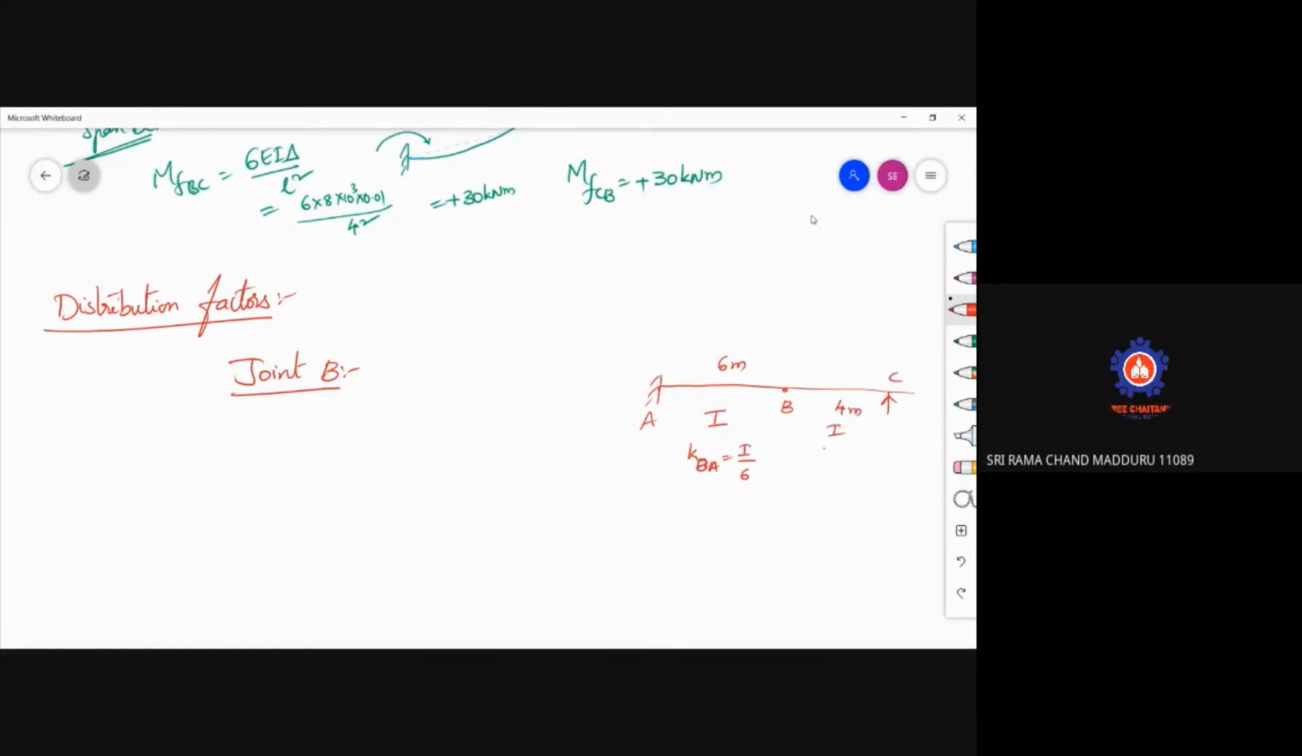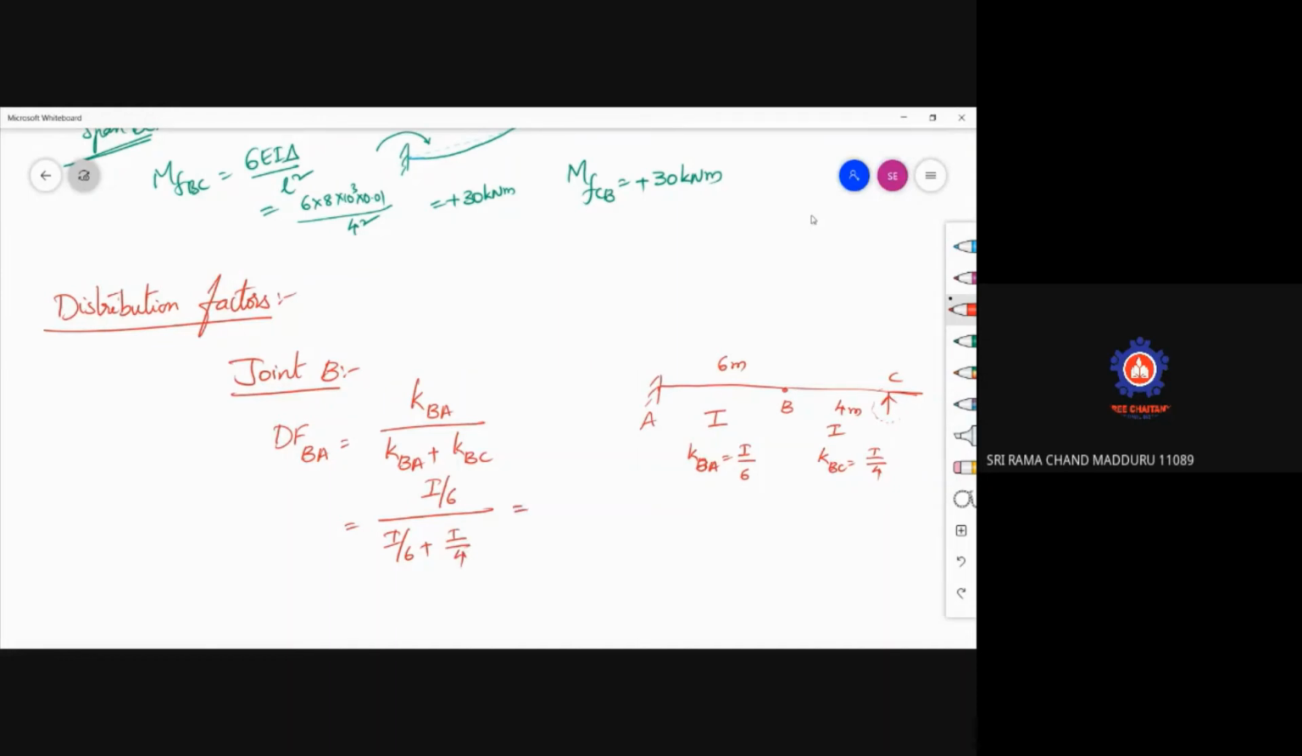And this is KBC equal to I by L. This is a support which is having overhanging, and where the overhanging is there, you can consider it as a continuous support. So there is no reduction in the relative stiffness of the member. When you write down the distribution factor for BA, it is the relative stiffness of BA by the summation of relative stiffness at the joint, KBA plus KBC. There are only two members meeting at joint B. So which is I by 6 by I by 6 plus I by 4.